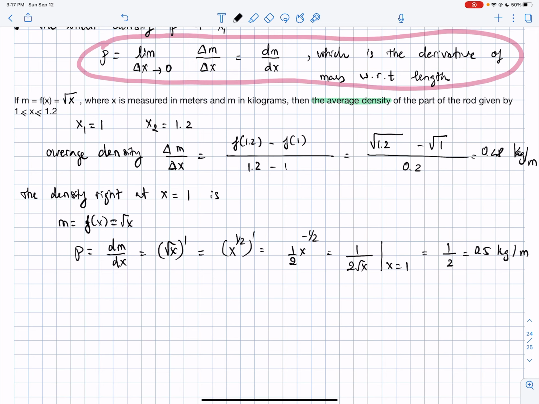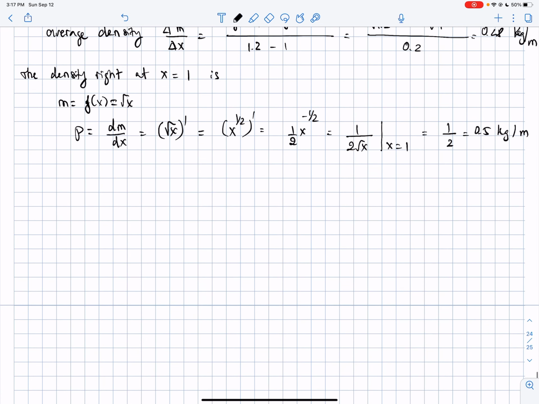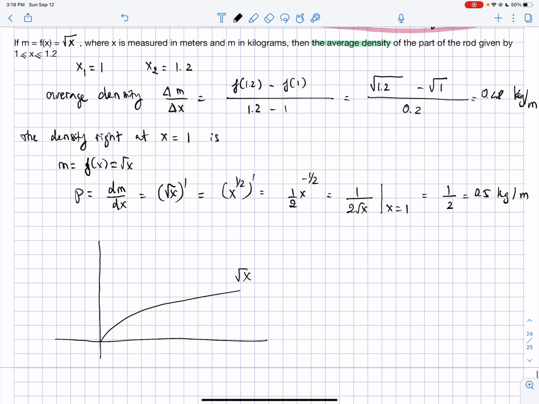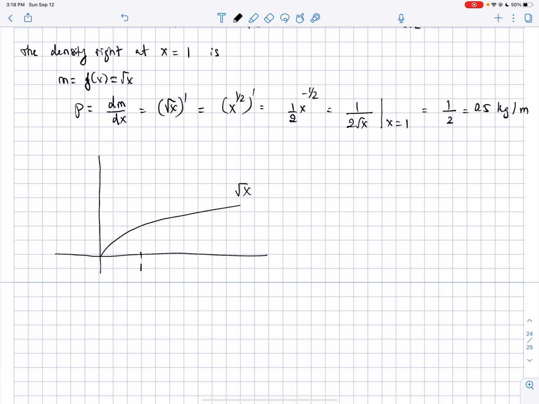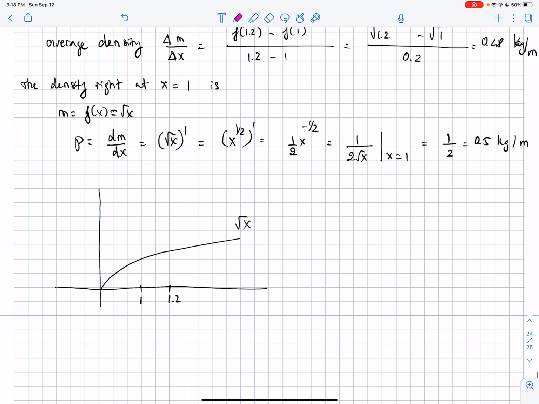So we have two answers. One is the average density and the other is the density right at x equal to 1. The difference between them is that if you draw the graph, the square root of x is like this. So let's take x equal to 1 right here, and then let's suppose that we have 1.2 right here. The density right at x equal to 1 is the derivative, so that is actually just the slope of the tangent line. So this is rho.